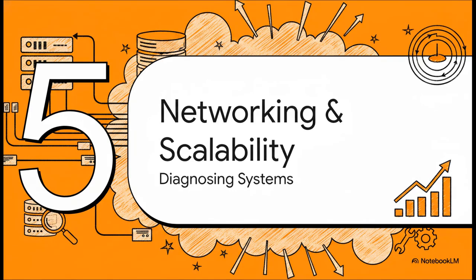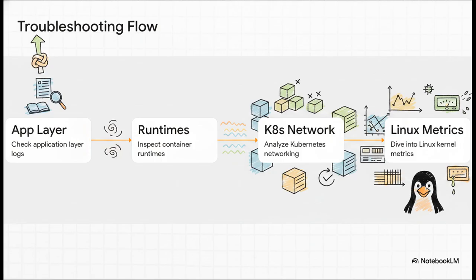Next up, Section 5, Linux networking and scalability. So how do we actually apply this in the real world? When there's a massive performance drop and you're pulling your hair out at 2 a.m., an experienced architect follows a very specific top-down flow. Step 1, check the application layer logs. If they're vague or unhelpful, Step 2, inspect the container runtimes.